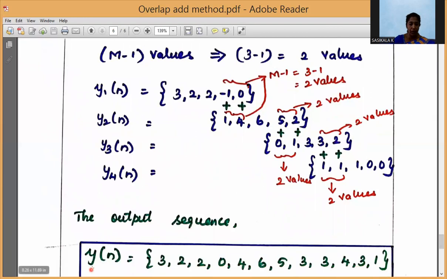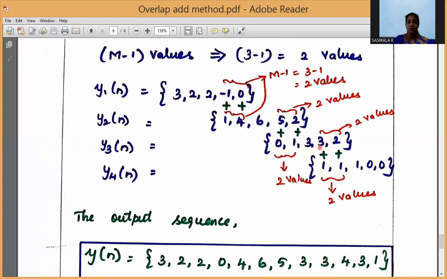The output sequence y of n is equal to 3, 2, 2, minus 1 is added with 1. So minus 1 plus 1 is 0. That's why I have written 0. And 0 plus 4 will give you 4, 6, write it as it is. And the last two values of y2 of n should be added with the first two values of y3 of n. So add 5 plus 0, which is 5, and 2 plus 1, the value is 3. And write this 3 as it is.